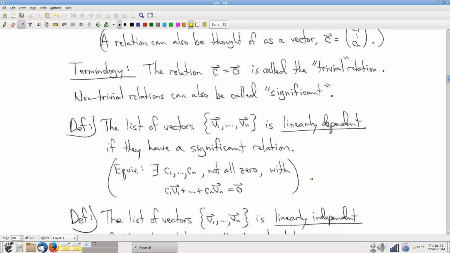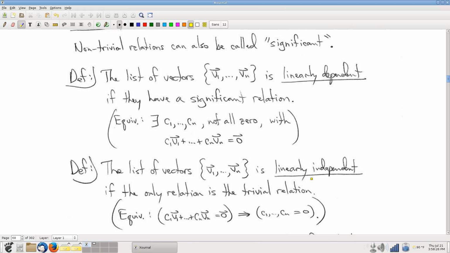Okay. All right. So you can probably guess our definition of what it means for a list of vectors to be linearly independent. Well, independent means not dependent. Said differently, there is no significant relation. And if there's no significant relation, another way to say that is that the only relation is the trivial relation. Okay. All right. So in other words, the only way to make a linear combination add up to 0 is if those coefficients are all 0. Namely, the only relation is the trivial relation.